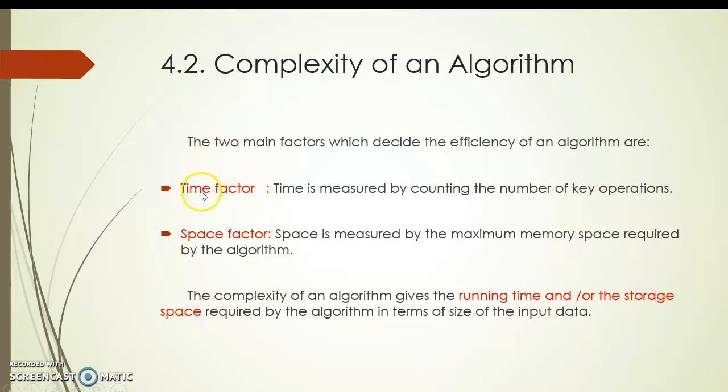So what is meant by time factor? Time is measured by counting the number of key operations. The main operations performed in the algorithm are known as the time factor. For example, if we are doing factorial calculations, and we are going to calculate 5 factorial, how many iterations take place? We must do 5 iterations for 5 factorial. So the key operations is 5. So the time is measured by counting the number of key operations performed in that particular algorithm.